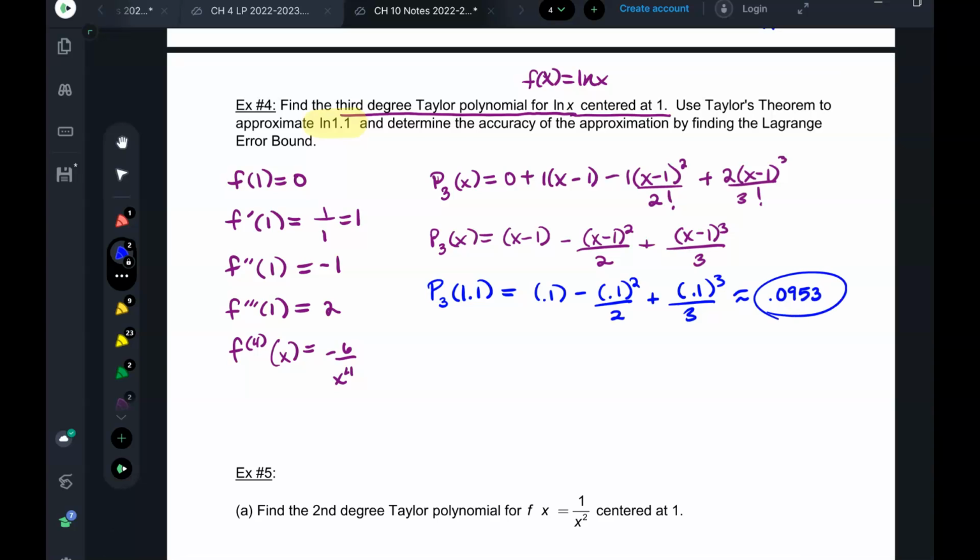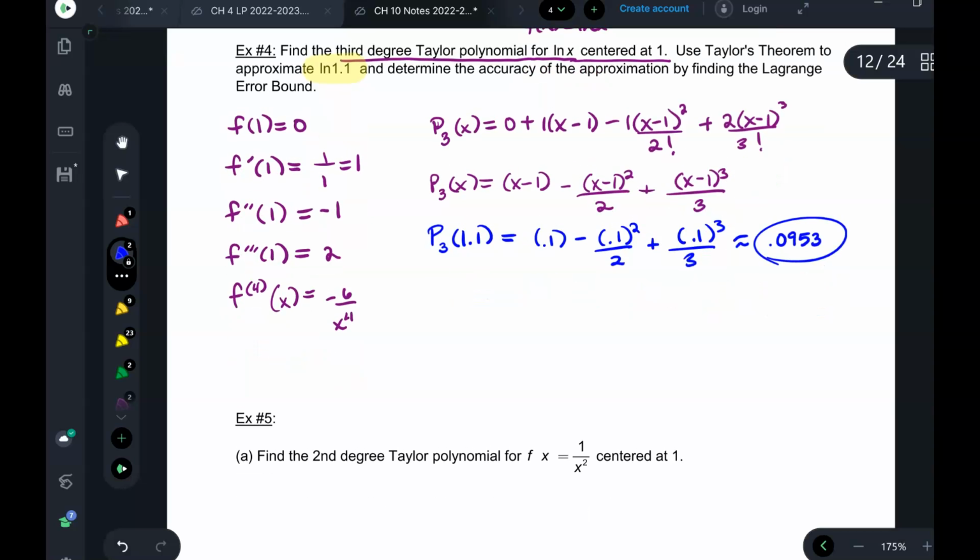All right, so now we want to see. So that's our approximation for approximating natural log of 1.1 with a third order polynomial. Okay, now we want to see what's our error bound. Okay, so I want R3 of x.